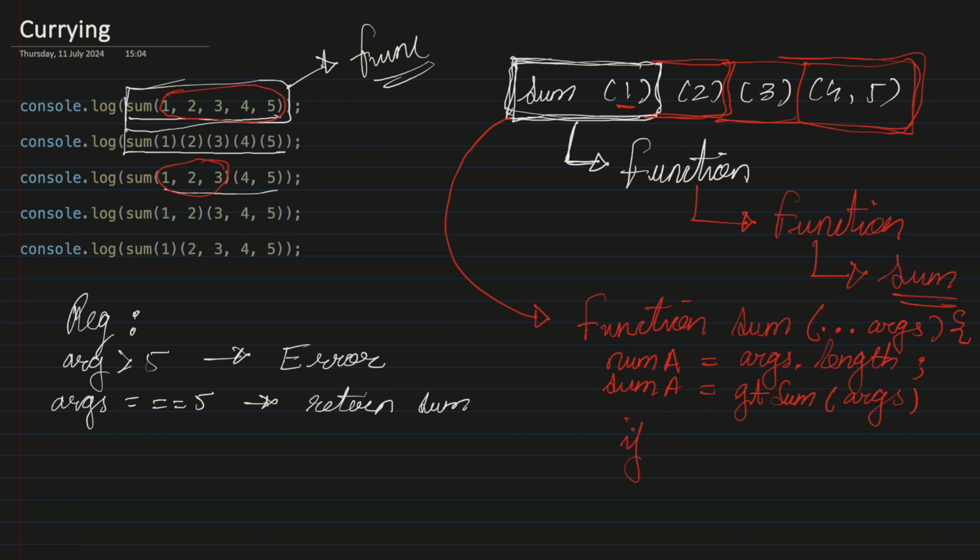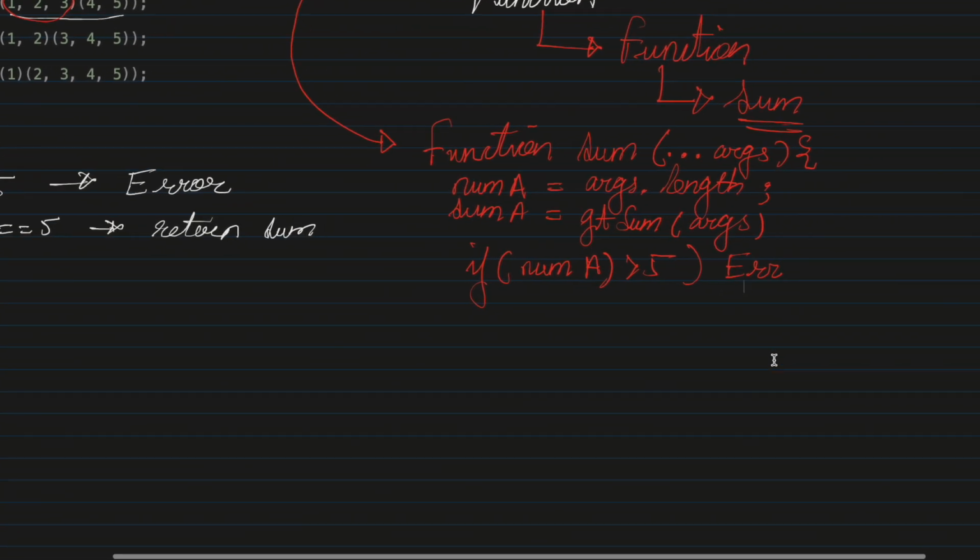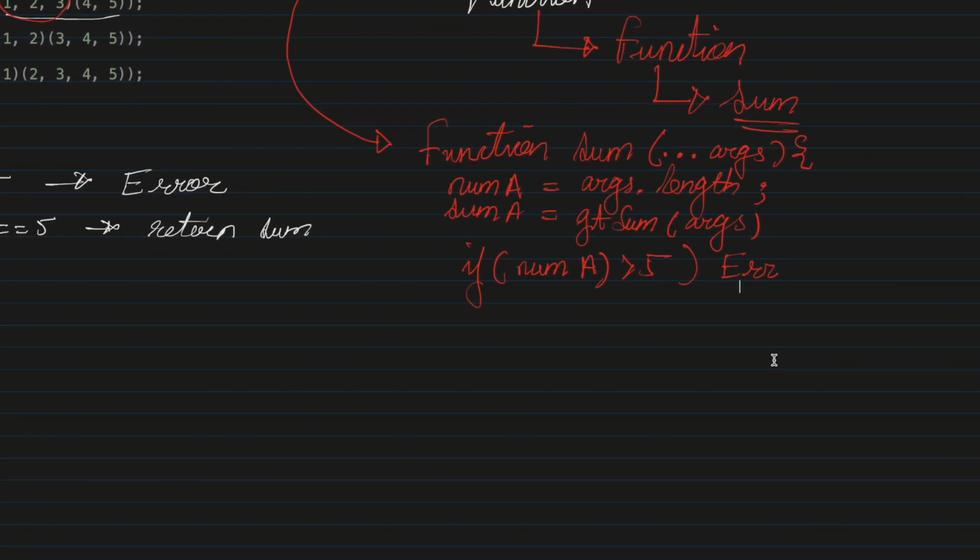Now if the number of arguments is greater than 5, then we throw the error. We will write the entire code in detail, but let's just focus on the logic, on how we are building this and what the thought process behind it is. This is also fine. Now if the number of arguments is equal to 5, then what do we do? Then we return the sum.